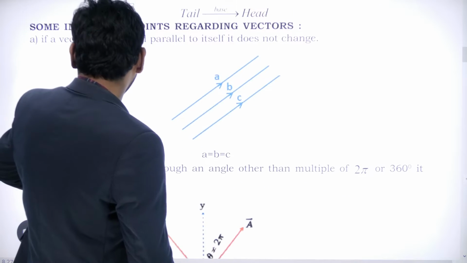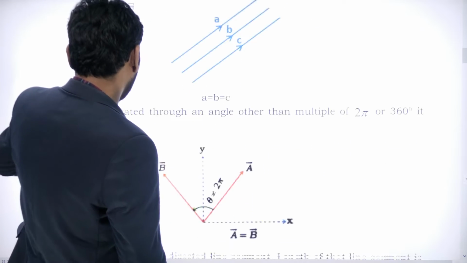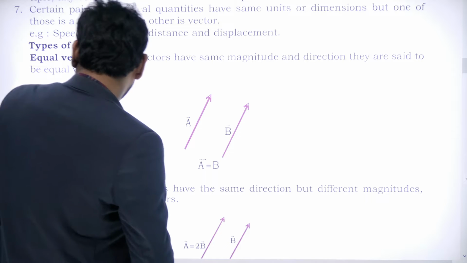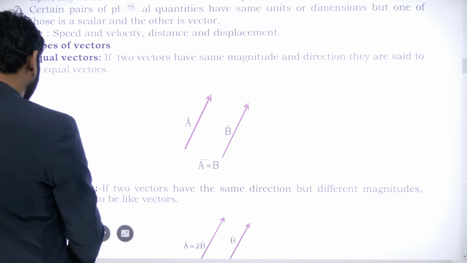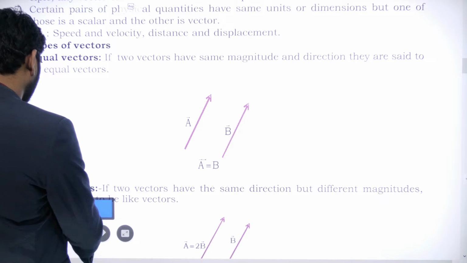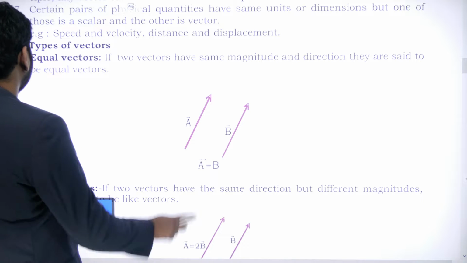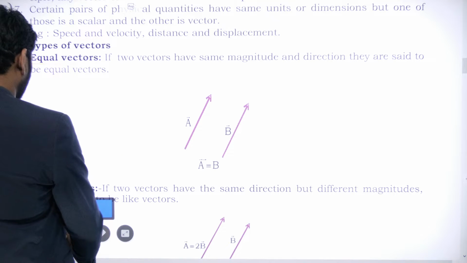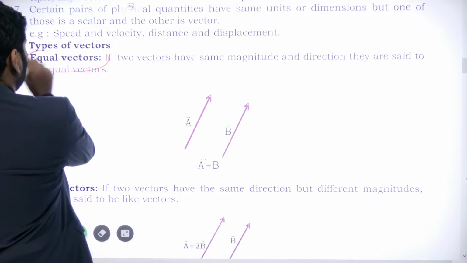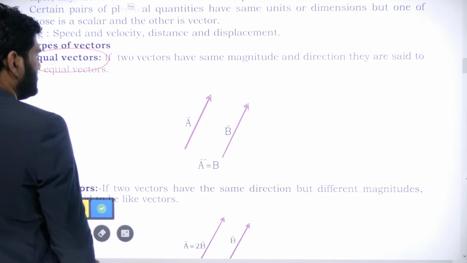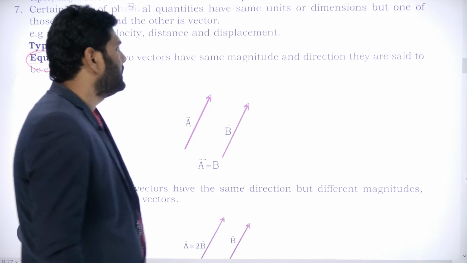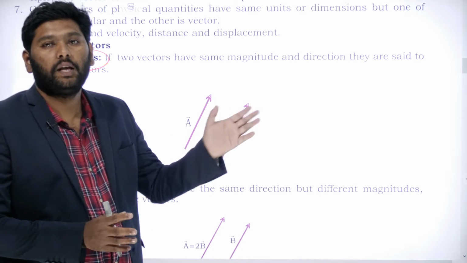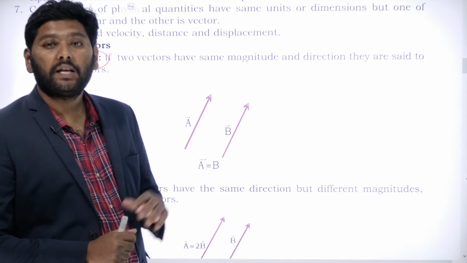So the types of vectors, the very first type is equal vectors. What is meant by equal vectors? Equal vectors are vectors having the same magnitude and acting in the same direction.